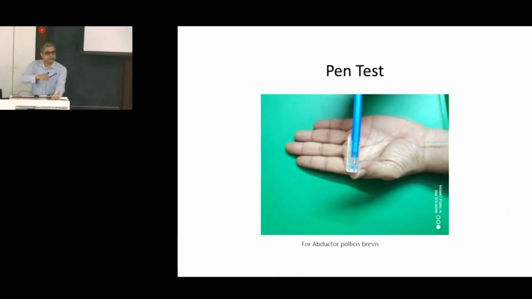Then the question is, the abductor pollicis longus is also there, which is supplied by the radial nerve. That can do it too. So how do you test? But there is a medial rotation. When you try to touch the pen, the thumb also goes into medial rotation, which is not done by the abductor pollicis longus. It only does the abduction. So abductor pollicis brevis does the abduction along with the medial rotation of the thumb. That is differentiated through the pen test.